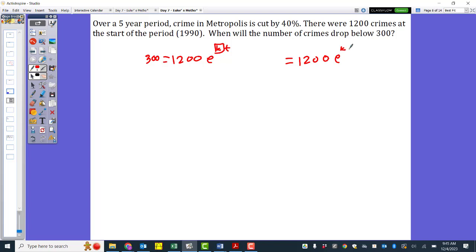E to the k times 5. All right, so after the 5-year period, it's cut by 60%, or 40% remains. So 60% of this is going to be... I have to do this in my head. $720.